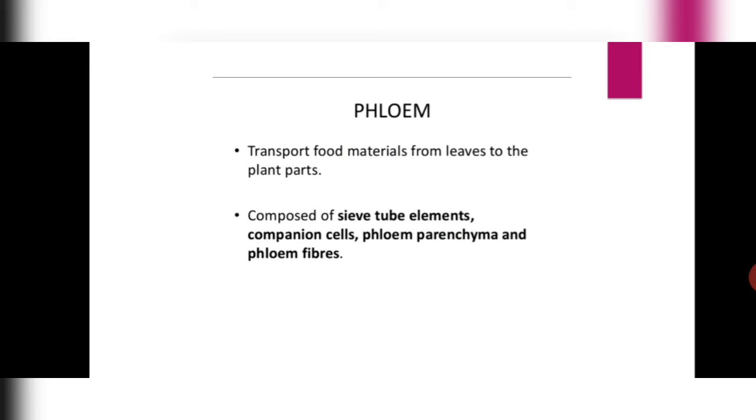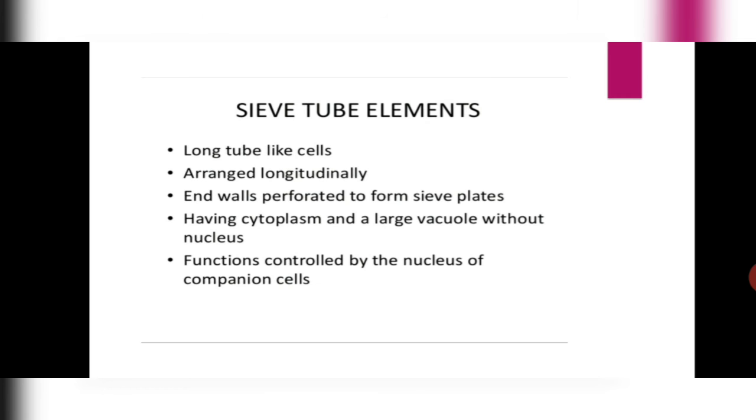Let us now discuss the phloem. Transport of food materials from leaves to all the other parts of the plant occurs with the help of phloem. So phloem is a tissue which conducts the photosynthetically prepared food throughout the plant. The phloem is composed of again four components: the sieve tube elements, companion cells, phloem parenchyma and phloem fibers. Let us discuss them one by one.